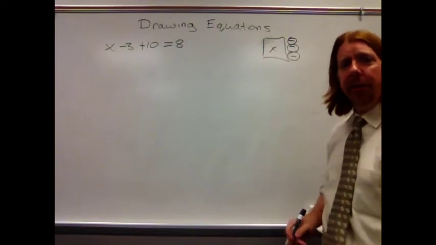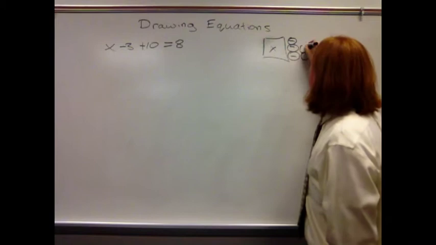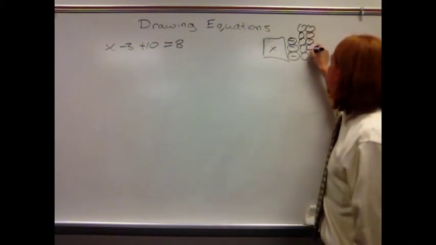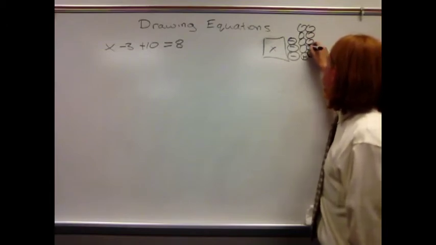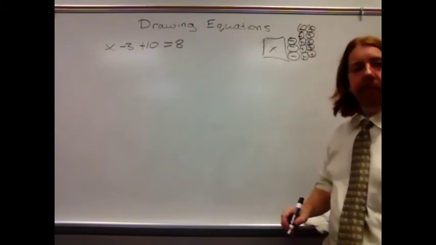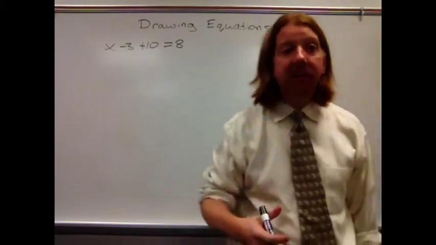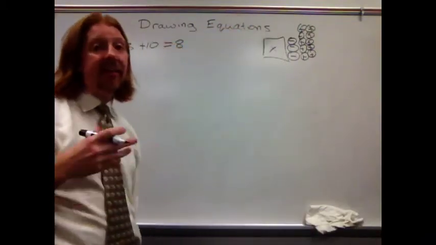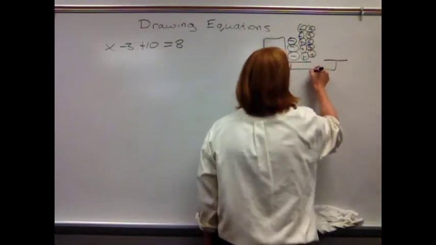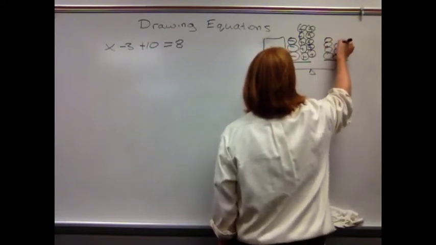It also says I'm going to be adding 10. So 1, 2, 3, 4, 5, 6, 7, 8, 9, 10. There we go. Now I have 10 plus circles. I'm going to be balancing this with a total of 8 discs. So here's my out of balance. 1, 2, 3, 4, 5, 6, 7, 8.